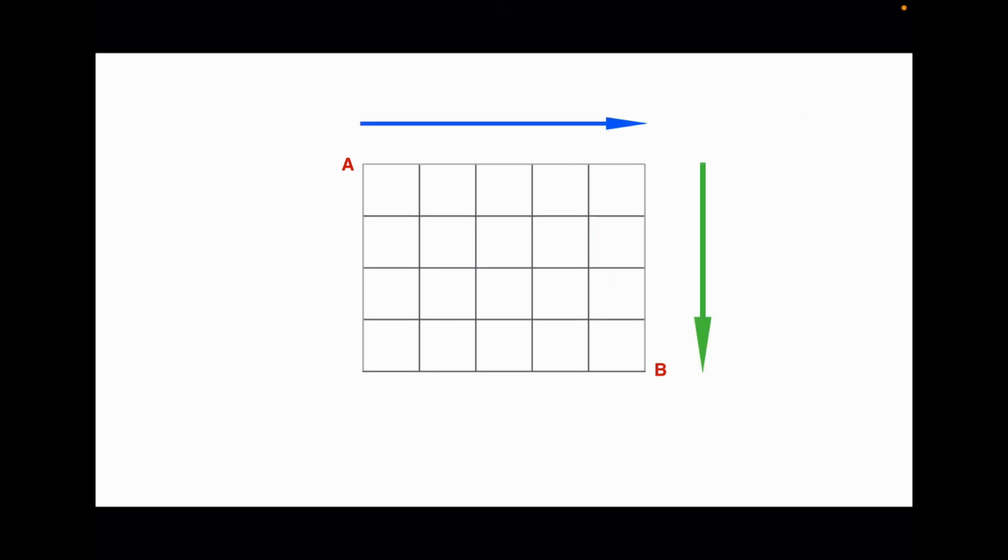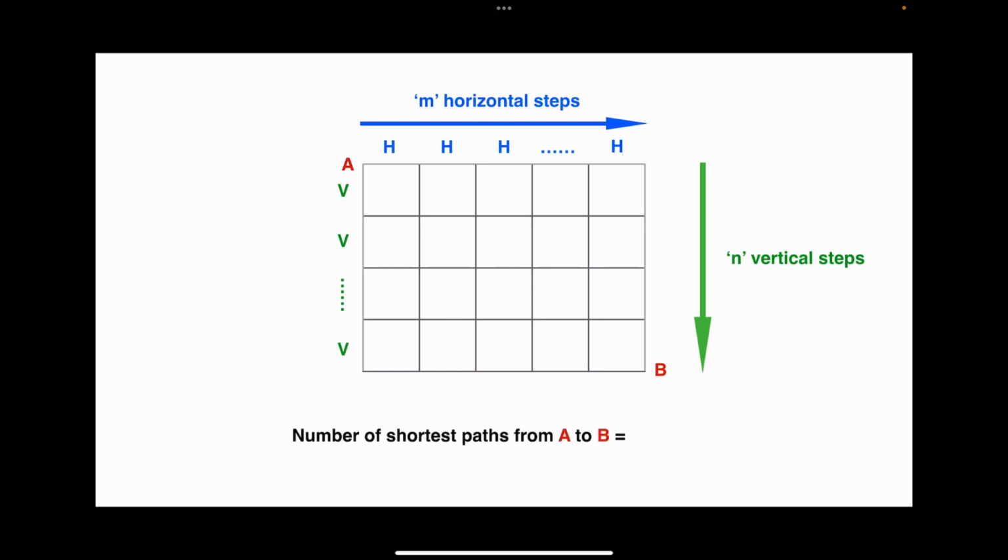Before we end the video, let me give you the general solution to this kind of a problem. Whenever we encounter a grid of any size that has m horizontal steps and n vertical steps, the general solution for the number of shortest paths from point A to point B is factorial (m plus n) divided by factorial m times factorial n. And that's it.